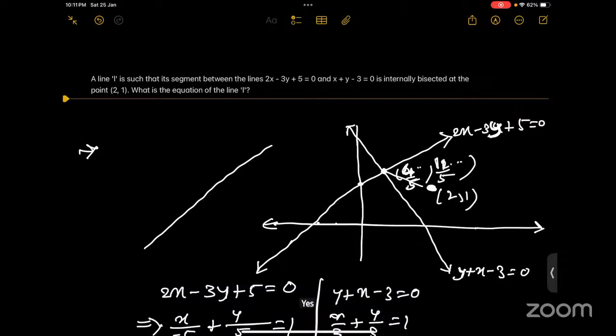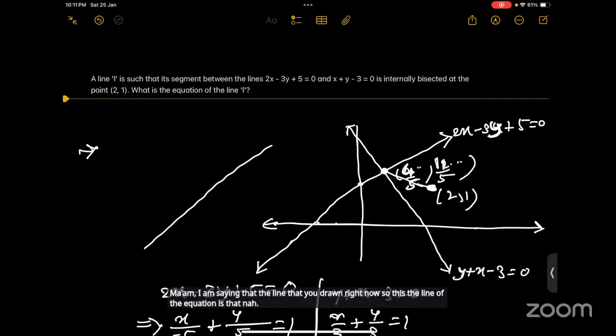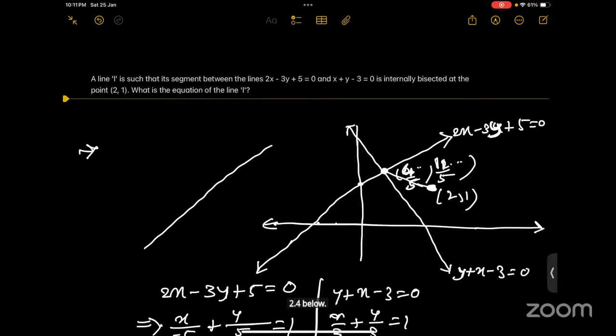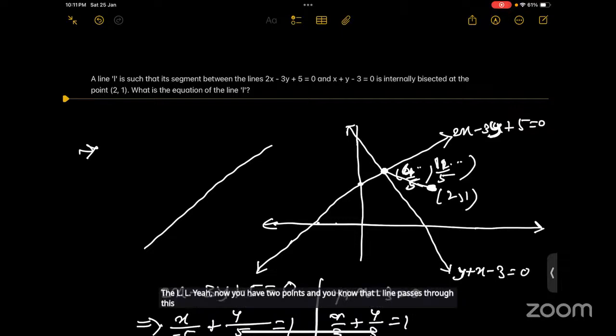Yes, ma'am, (2,1), because this point is bisecting the line. So this point will be on the line, and this point will be on the line. You just have to calculate the line. Now you have two points, and you know that line L passes through these two points, so you can now calculate the equation of the line.